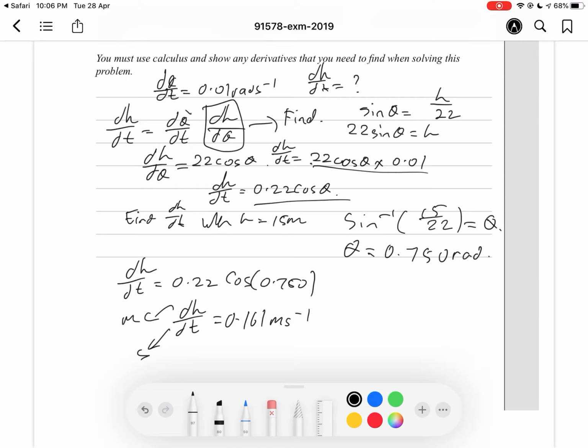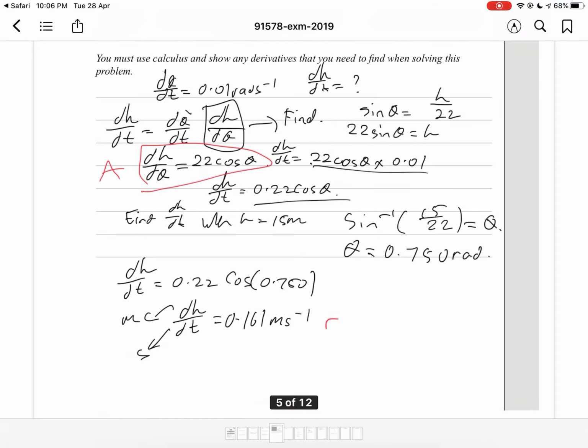Alright, so for this question, getting up to the final answer here is a merit grade. To get an achieved grade, you're looking at dH over d theta. So finding the derivative, dH over d theta, that's an achieved.